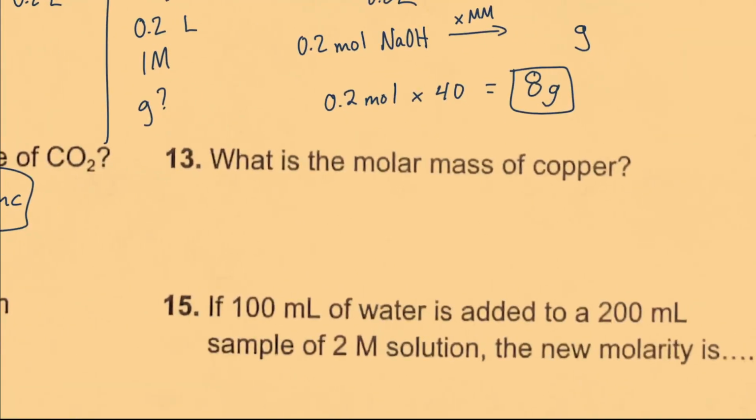13, molar mass of copper. You know this one. 63.55 grams per mole. Get that straight from the periodic table.